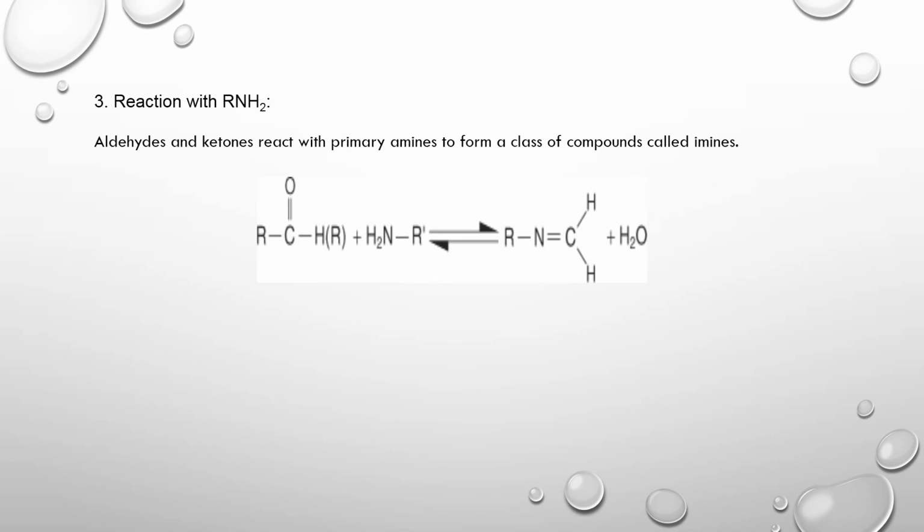In this slide, I have included a reaction with amines, primary amines, RNH2. Aldehydes and ketones react with primary amines to form a class of compounds called imines. The imine functional group is RN=C. It is N double bond C, the functional group of imines normally. Here the reaction of an aldehyde or ketone with primary amines gives imines.